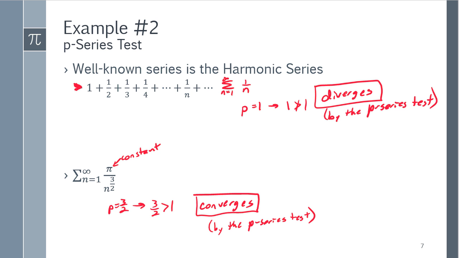Again, you don't really have to name the test as long as you're showing the work that leads to your conclusion, which you would need to do even if you were naming it. So that's why I'm putting the names of these in each of the examples in parentheses.